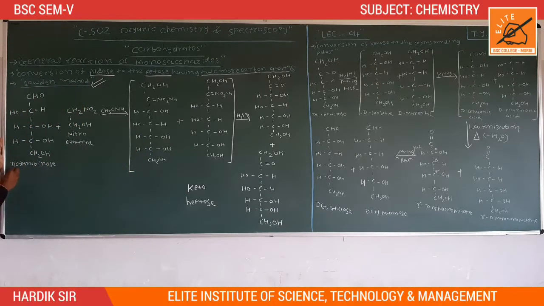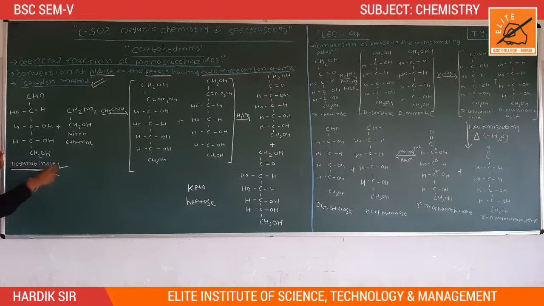First, we take the D-arabinose. This is the 5 carbon compound. Now, let us see D-arabinose. The D means dextro. The OH group, the hydroxyl group, is on the right side, so it is dextro.